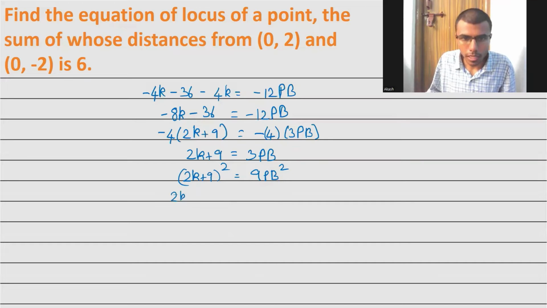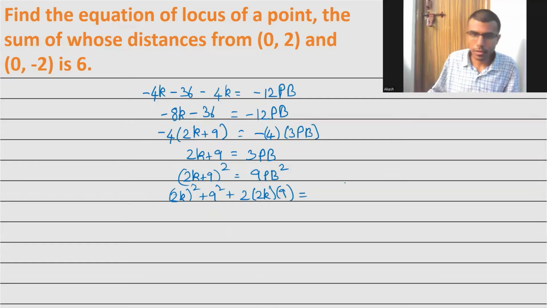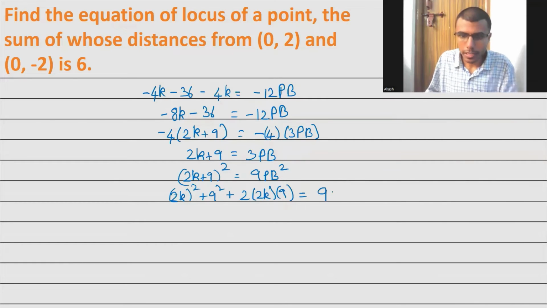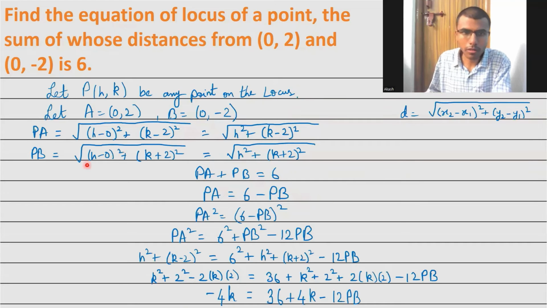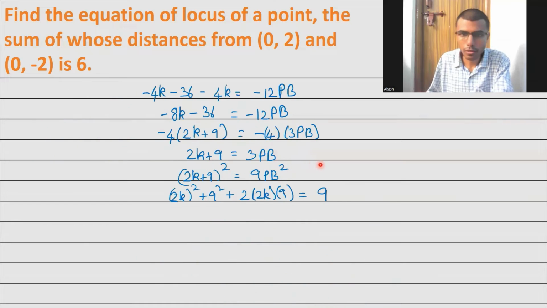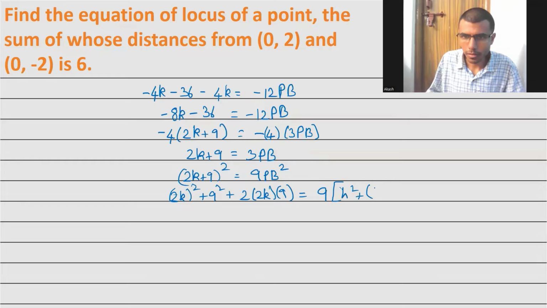This would be nothing but (2k) whole square plus 9 square plus 2 into 2k into 9. As I told you, if you write a decent number of steps, the chances of you committing mistakes are quite low. 9 into PB square. PB we already found out, right? PB is this. So PB square would be this term without under root, into (h square plus (k plus 2) whole square).